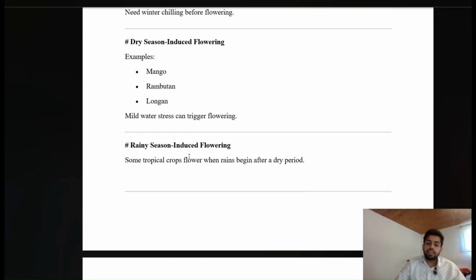And for the rainy season also, if some tropical crops get rain just after a dry period, then flowering will be induced.